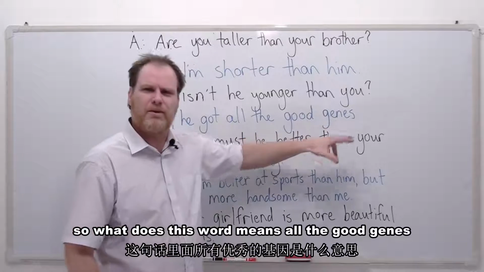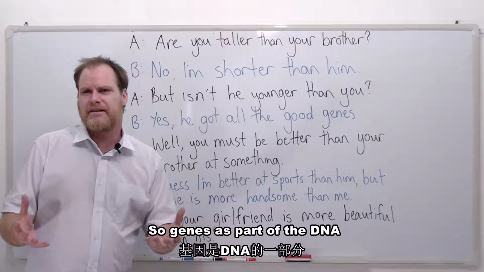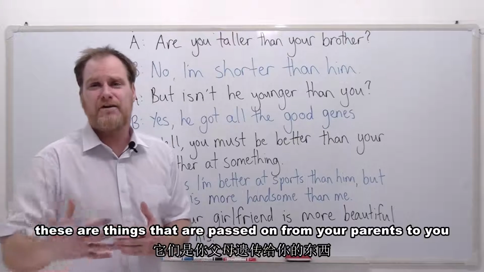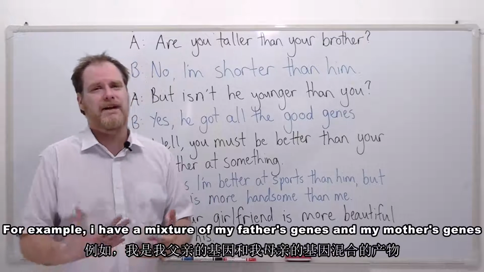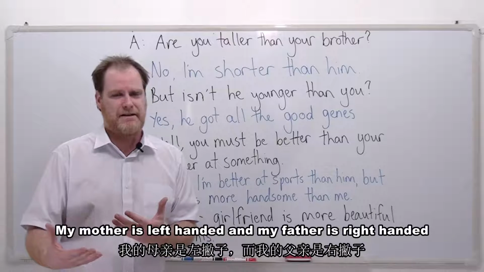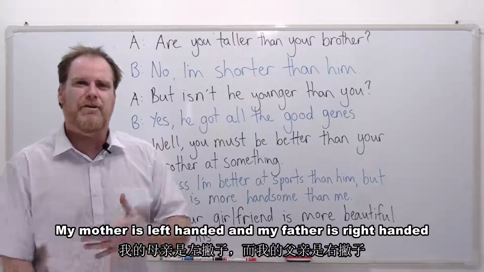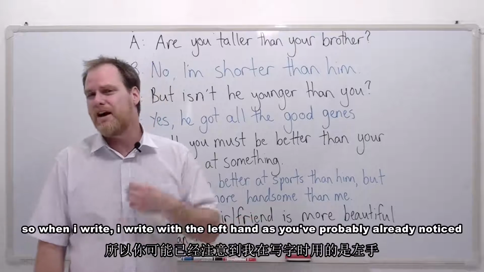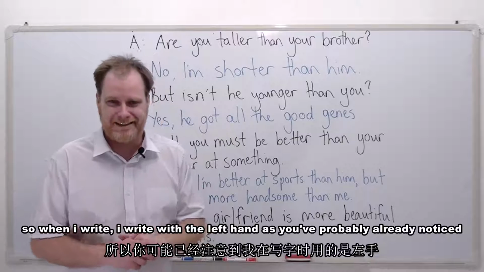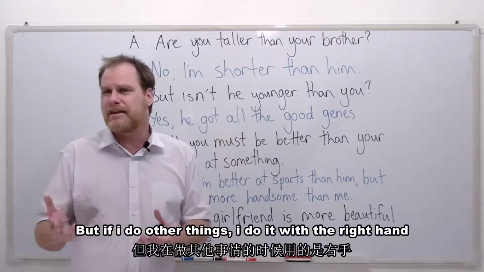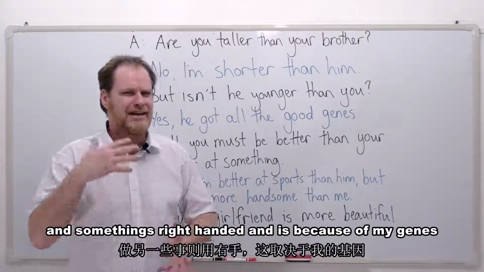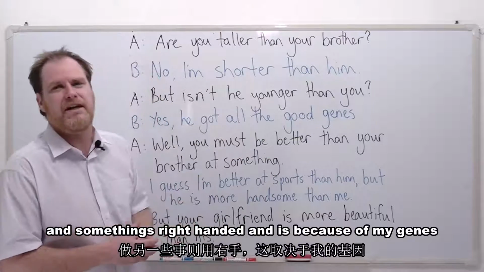So what does this word here mean? All the good genes. Genes are kind of part of your DNA. These are things that are passed on from your parents to you. For example, I have a mixture of my father's genes and my mother's genes. My mother is right-handed and my father is left-handed. So I write with my left hand, as you've probably already noticed. But when I do other things, I do them right-handed. So I'm very confused. I do some things left-handed and some things right-handed, and it's because of my genes.